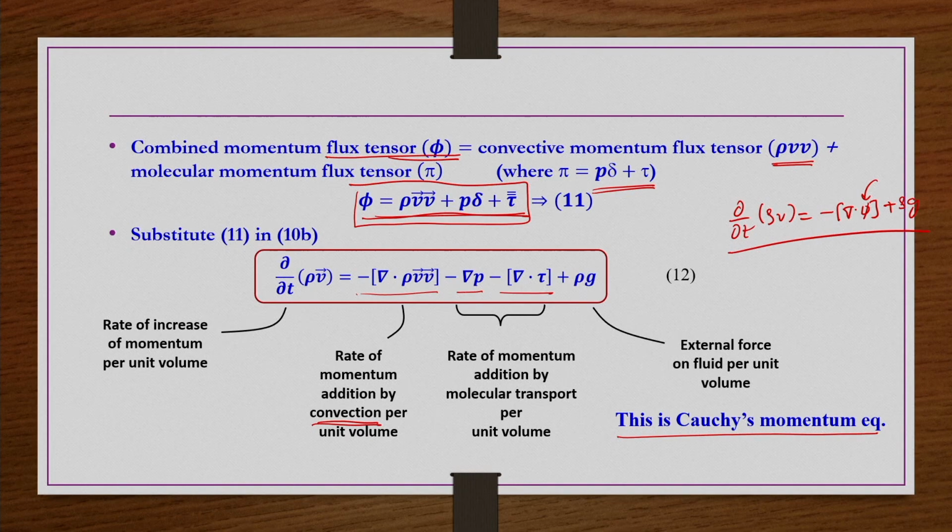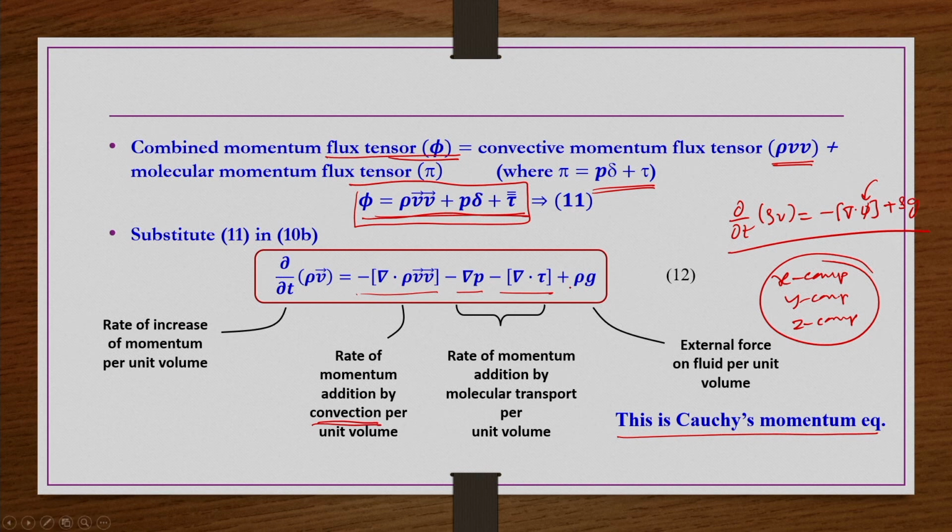And again, this is not one equation, it is a generalized equation. In vectorial form we have written it, and it has 3 equations. It includes the x component of the momentum equation, the y component of the momentum equation, and the z component of the momentum equation as well.